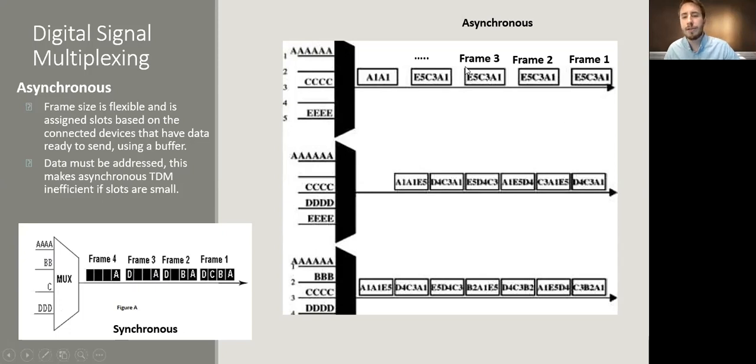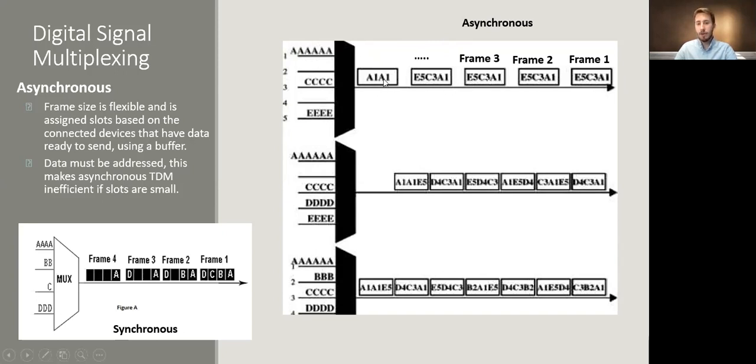However, over here in the asynchronous case, it only looks for data in a slot where there is data already in the buffer ready to send. So it will pass by slots that don't have any data. Our first frame grabs an A from line 1, doesn't grab anything from line 2, grabs a C from line 3, nothing from line 4, and an E from line 5. You see this: A1, C3, and E5. Then the next frame, A1, C3, E5, A1, C3, E5, and so on.